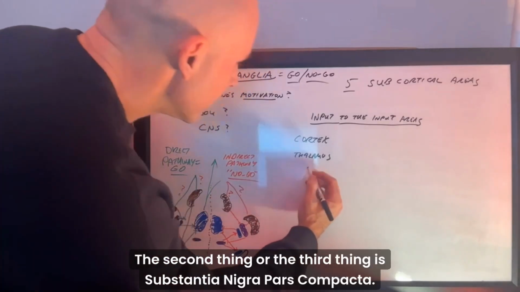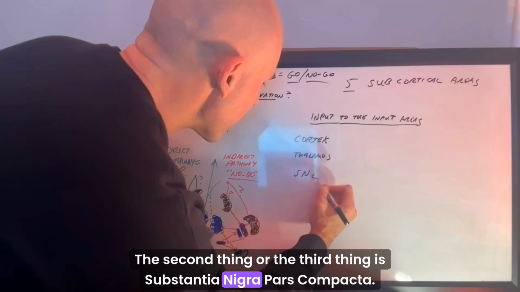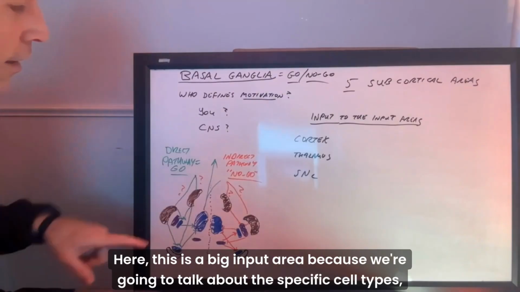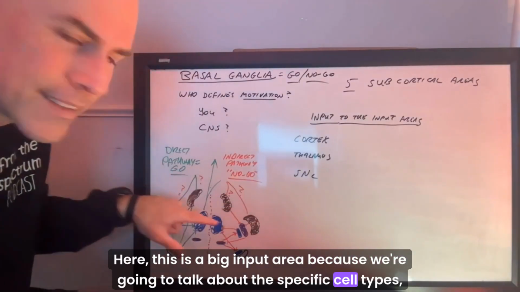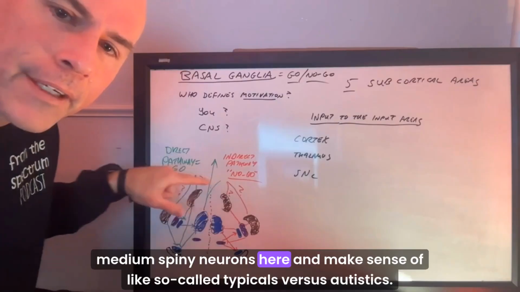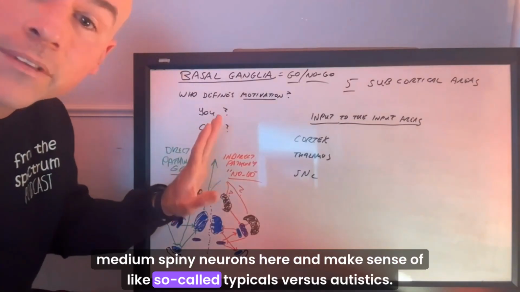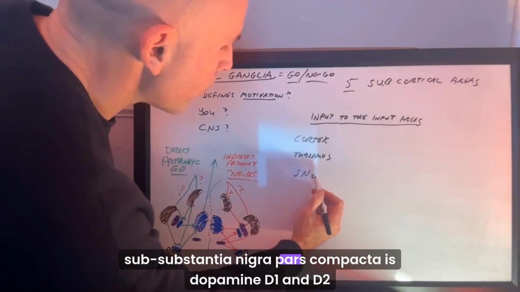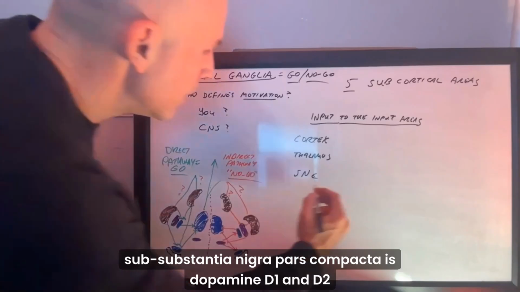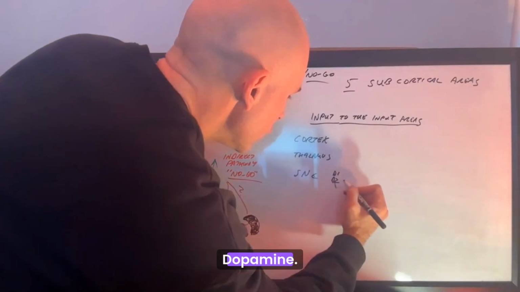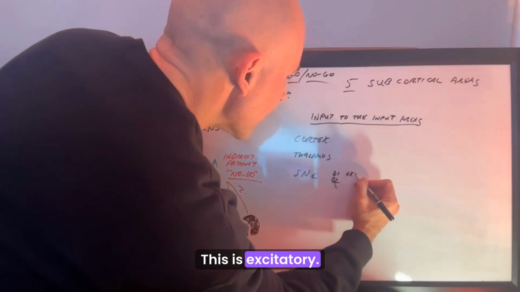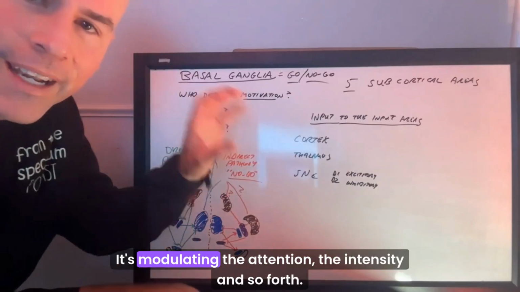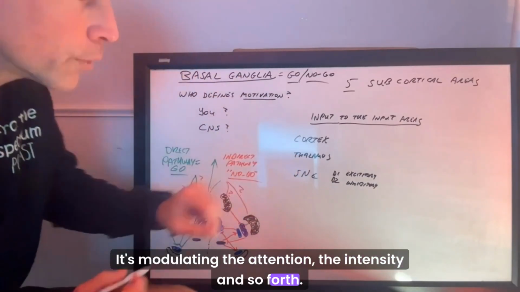The third thing is substantia nigra pars compacta. This is a big input area because we're going to talk about the specific cell types, medium spiny neurons here, and make sense of so-called typicals versus autistics. Substantia nigra pars compacta is dopamine, D1 and D2 dopamine. D1 is excitatory, and D2 are inhibitory. So it's modulating. It's modulating the attention, the intensity, and so forth.